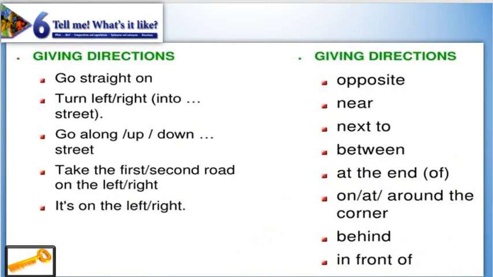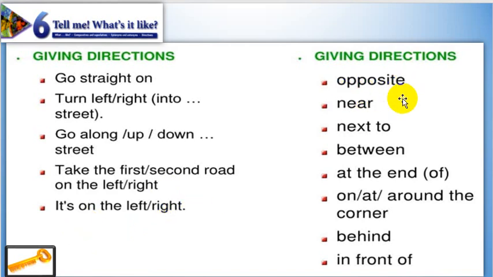So when giving directions, we use some expressions. Okay, go straight on, turn left or right into street, go along, go up, go down street, meaning go forward or go back, take the first or second road on the left or right. Okay, take the first, second or third street, whatever the number, on the right or on the left. It's on the left or right, location.